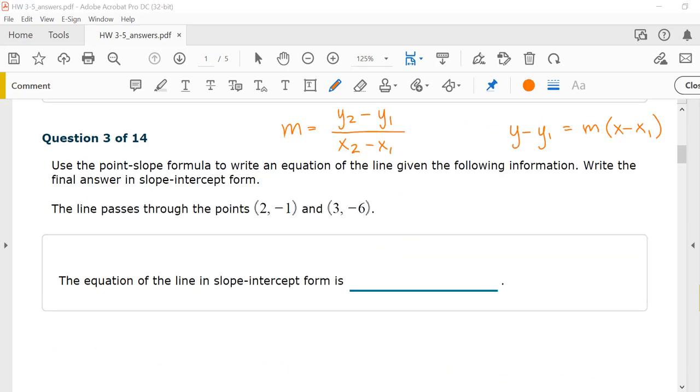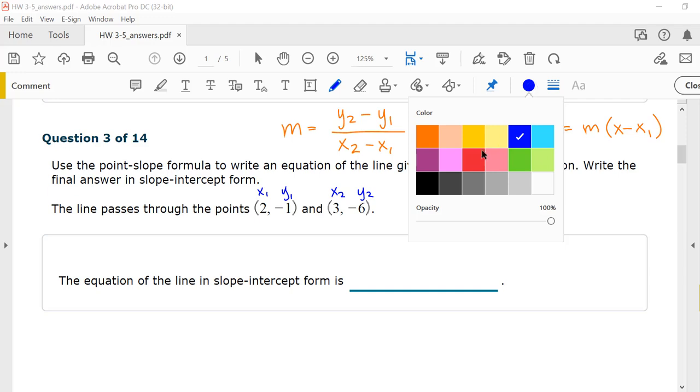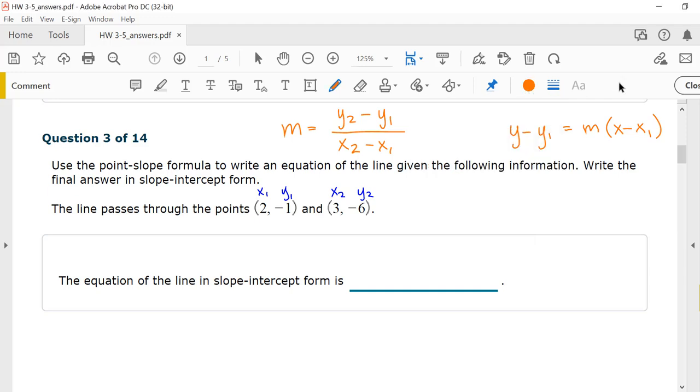Number 3, this time it gives you that the line passes through 2 different points. So here's x1, y1, 2, -1, and here's x2, y2, which is the point 3, -6. Now, it tells you to write the equation in slope-intercept form, and again, to review that, that's y equals mx plus b form.